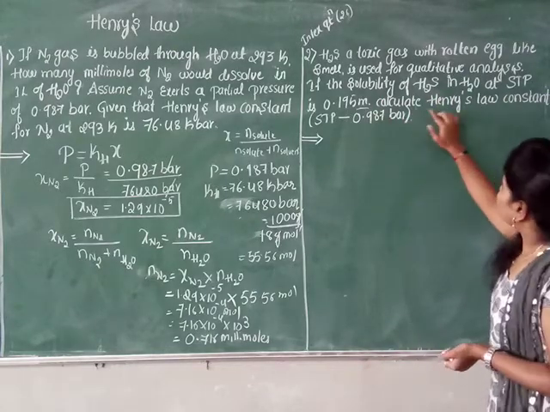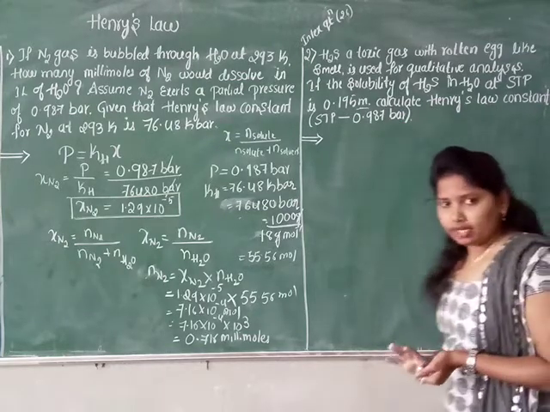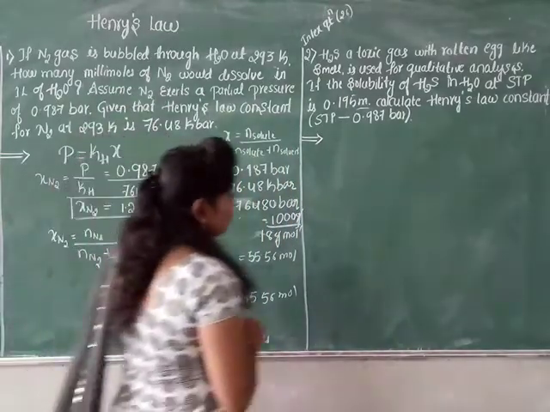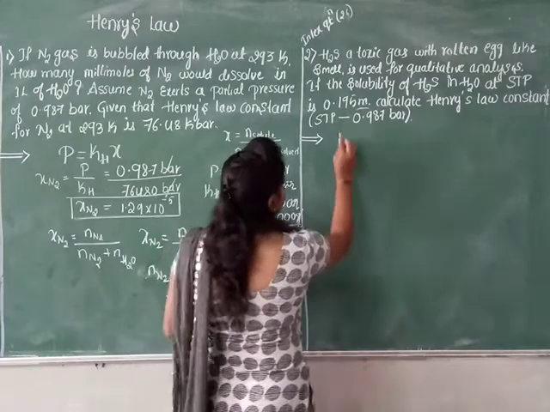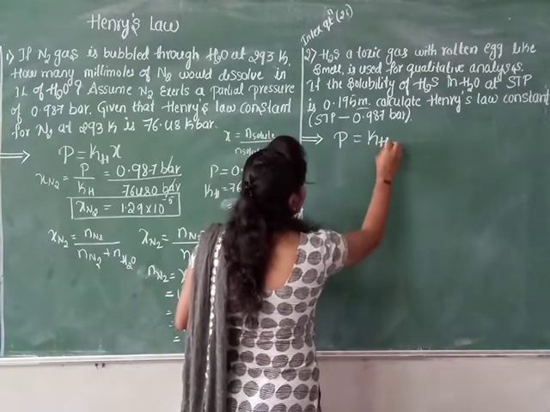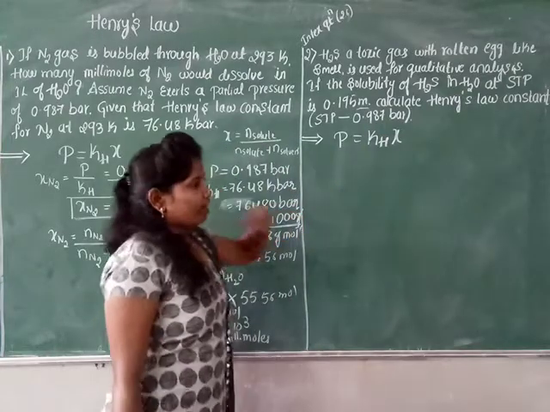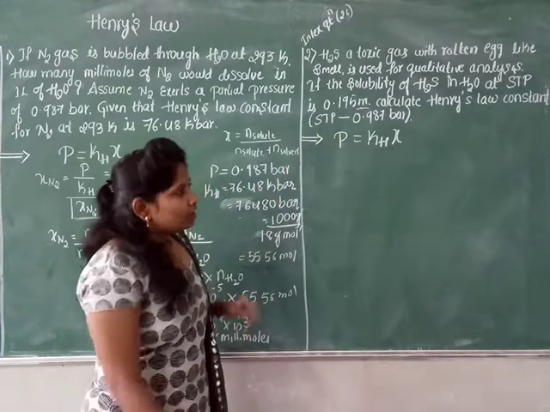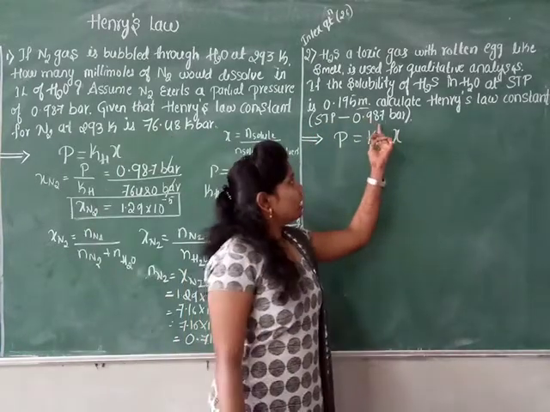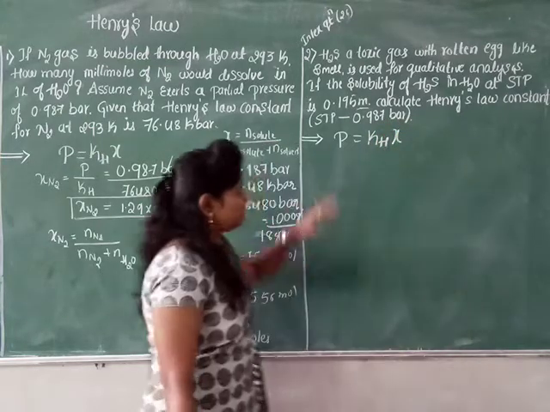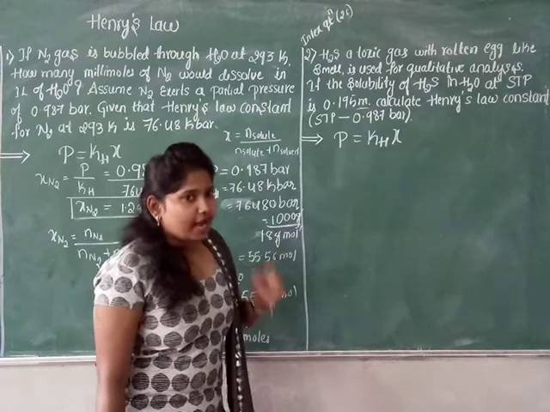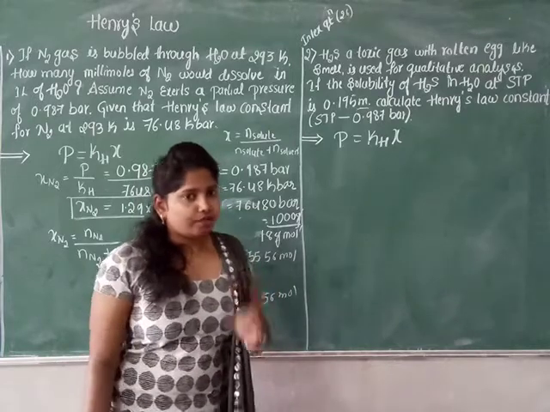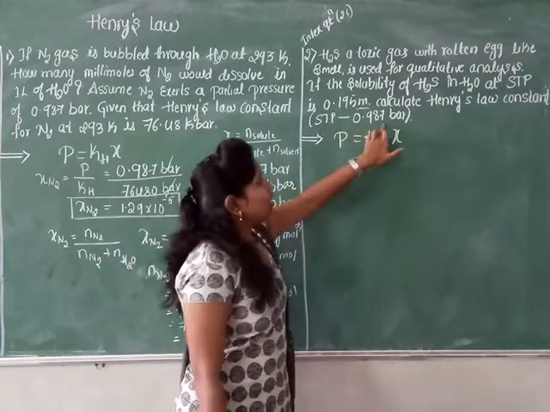Next, calculate the Henry's law constant. What you have to find out is the kH value. Let me write the equation first. P is equal to kH into x. X is the mole fraction, you know this. So at standard temperature and pressure, STP, the pressure will be how much? 0.987 bar. Okay, in bar. At standard conditions of pressure, it will be 0.987 bar.